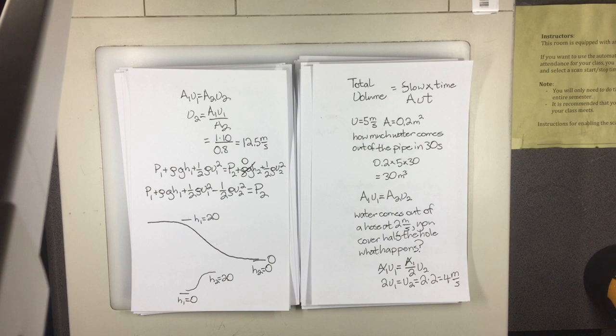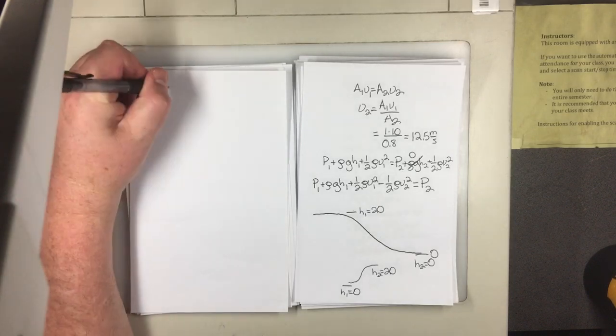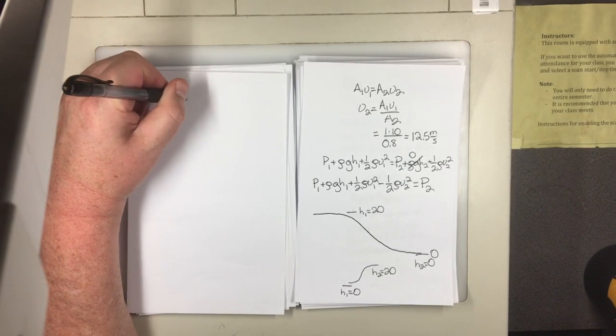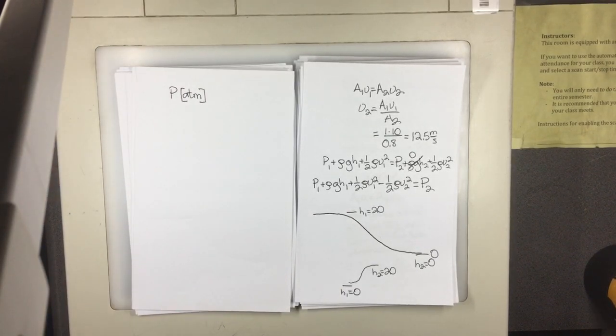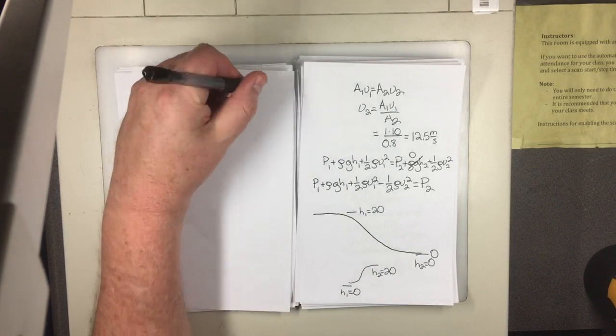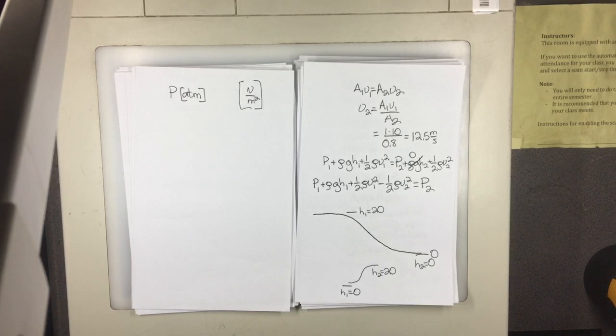Now for this portion, you have to be careful. When we usually talk about pressure, the units that we typically use are atmospheres. One of the things you guys have to do, and it is a valid question to ask, is what units do you want your final answer in? And I could give you one of two choices: either A, atmospheres, or B, newtons per meter squared. Those are the two.